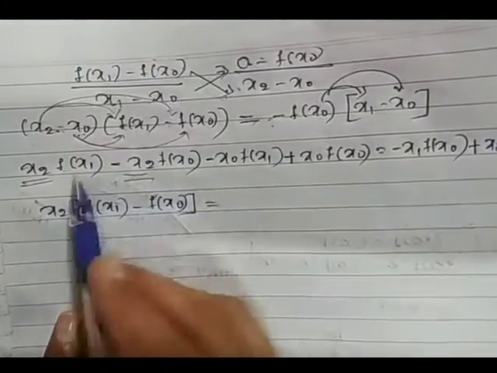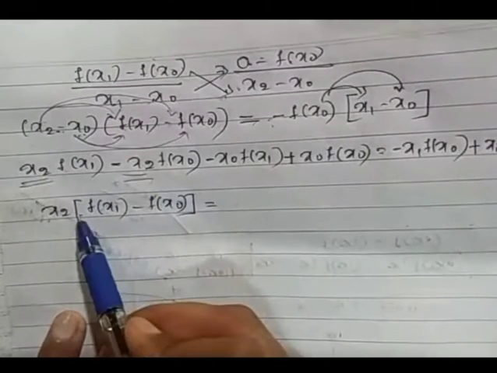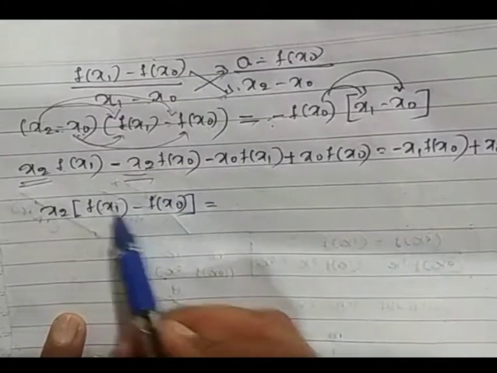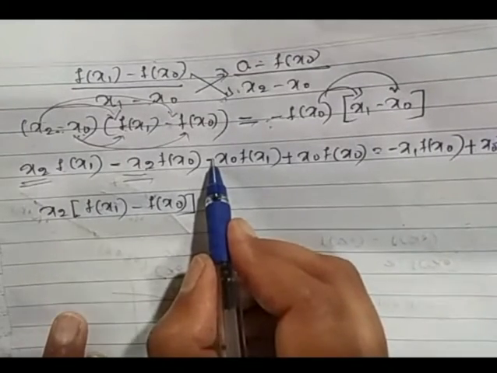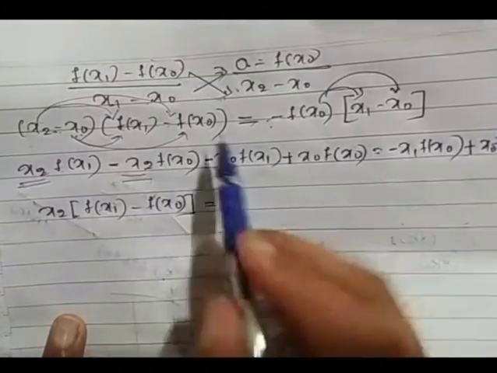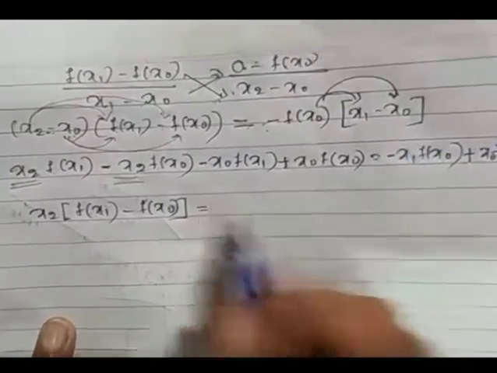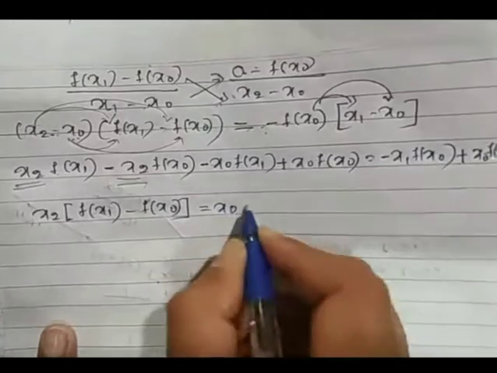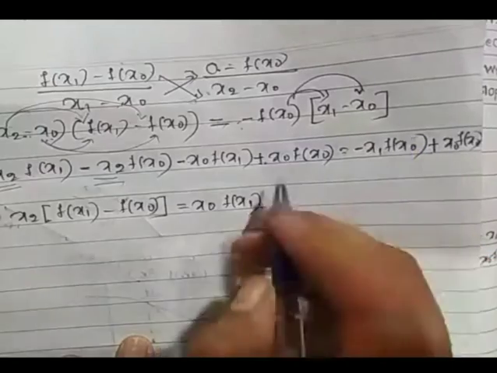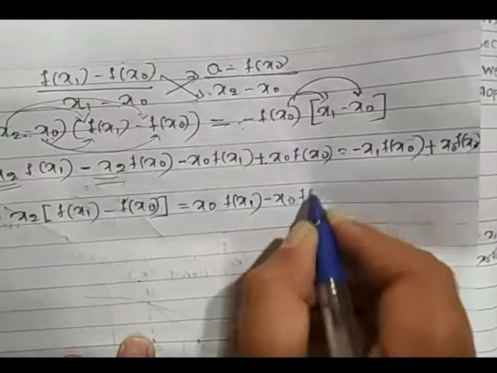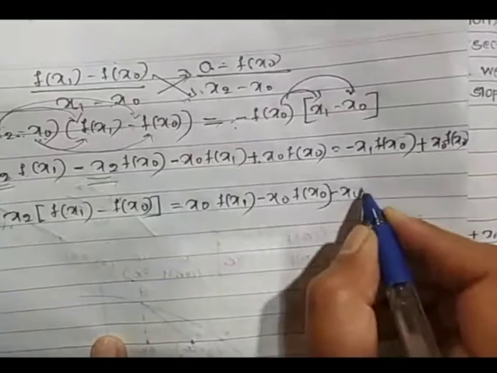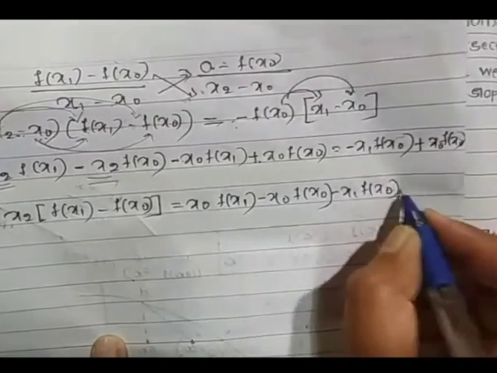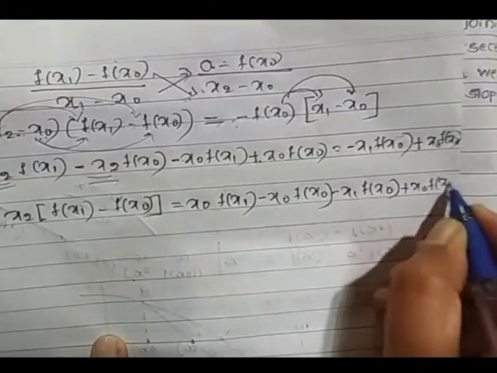Then next, from the starting two terms, x2 we have taken outside. So this is f of x1 minus f of x naught. Then take this minus x naught f of x1 to this side of the equation. So the minus term we are taking to this side, so this is now plus x naught f of x1. Take this plus term to this side, minus x naught f of x naught, and these two terms as it is, that is minus x1 f of x naught plus x naught f of x naught.